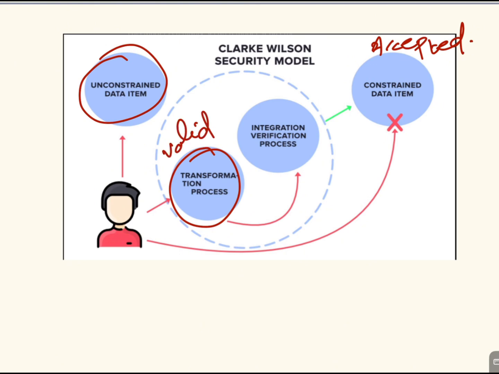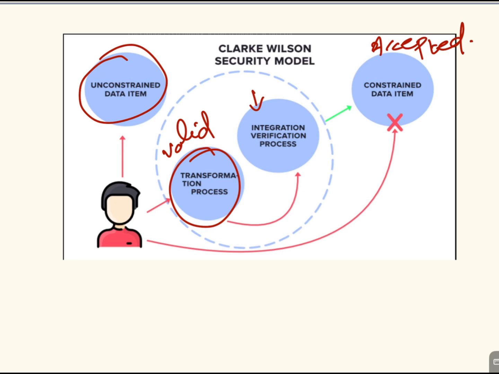Once this process is completed, then the integrity verification process comes into the picture. This process ensures that unauthorized or incorrect changes are detected. For example, a finance manager approves or verifies the processed expense report before it is recorded.